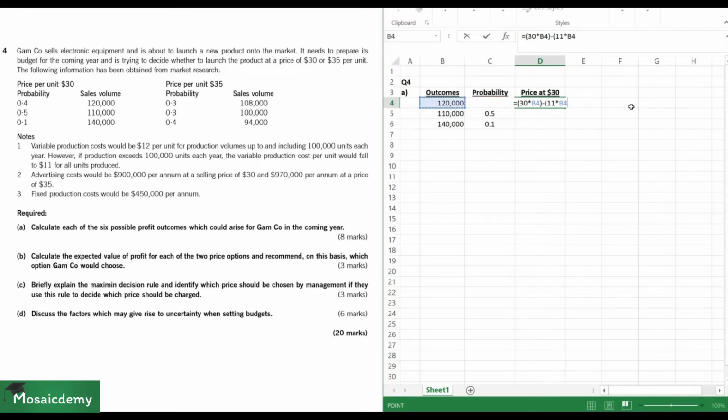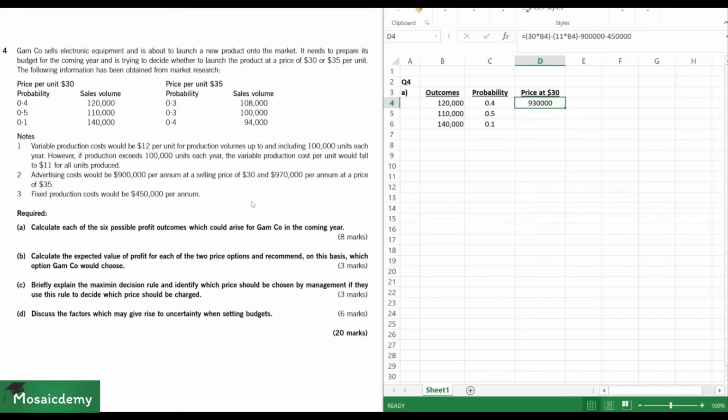Alternatively, we could say 30 minus 11 into B4, which is fine as well. Minus advertisement cost for a price of $30 is 900,000, and minus fixed cost would be 450,000. Now technically you could do these calculations separately and then put them in the table. It's up to you. There's no fixed way of doing this. I think since the examiner is going to look at the formulas anyway, you might as well make it simple and sweet, right? So that's fine. That's our first formula.